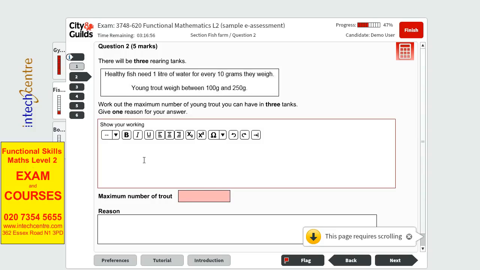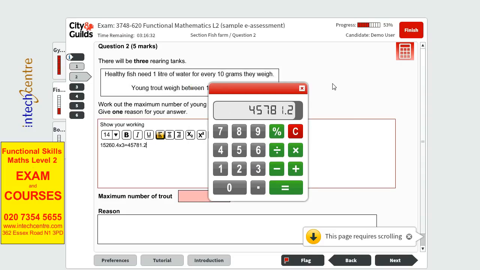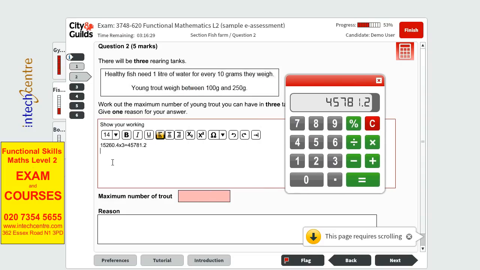So we know that in one tank we have 15,260.4 liters. Let's find out how much water we have in 3 tanks. 15260.4 times 3, and we will have 45,781.2 liters. Now from this we have to figure out how many fish will fit in these 3 tanks. I will start by breaking the question down. They are telling us that a healthy fish will need 1 liter of water for every 10 grams they weigh. So we know that 10 grams of fish need 1 liter of water.